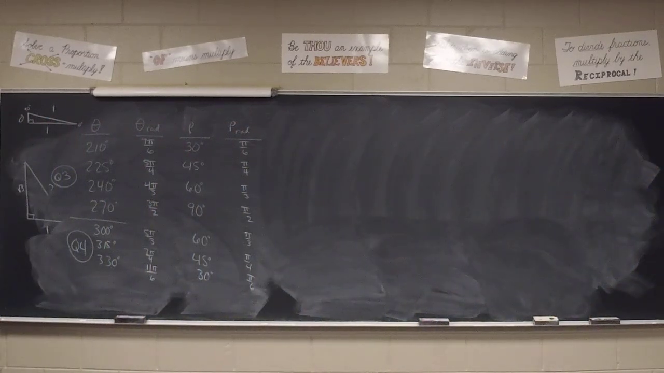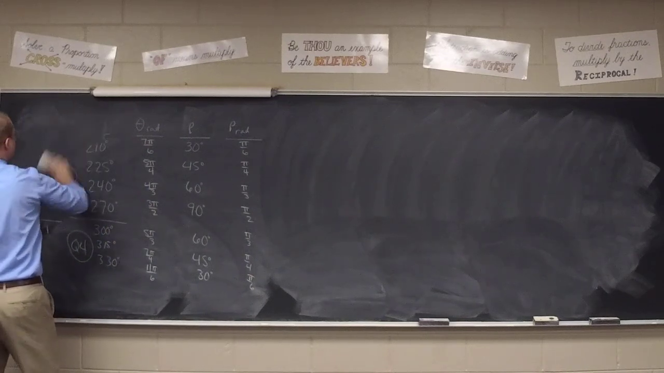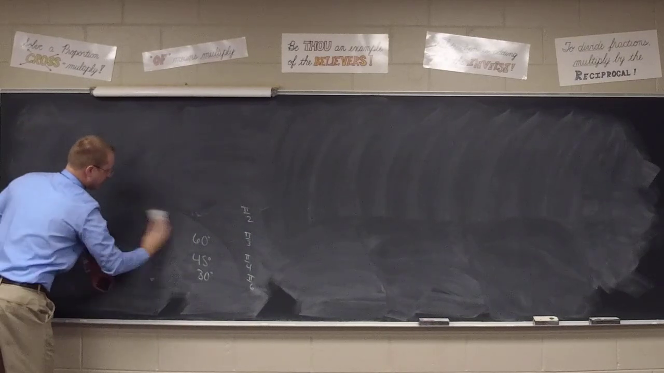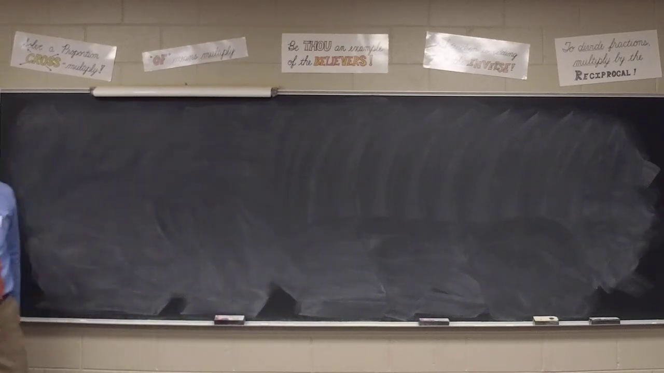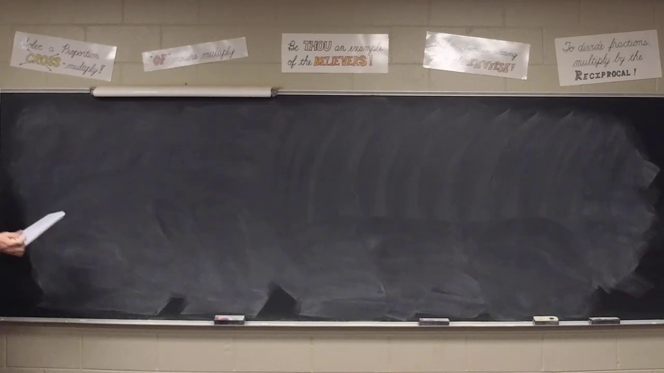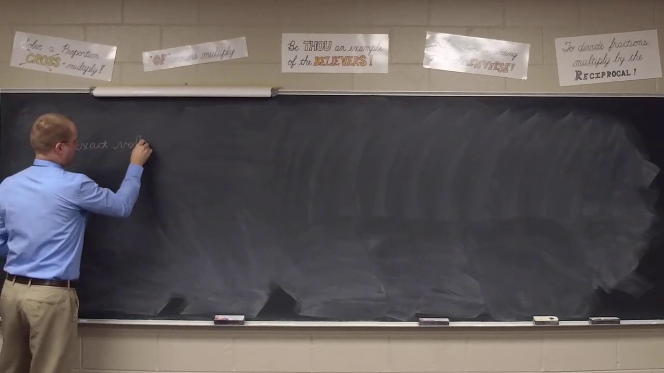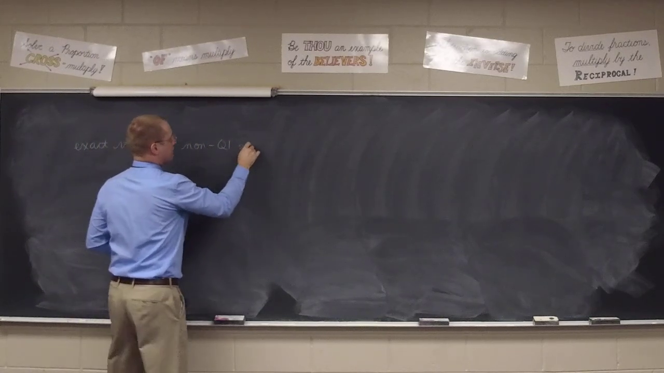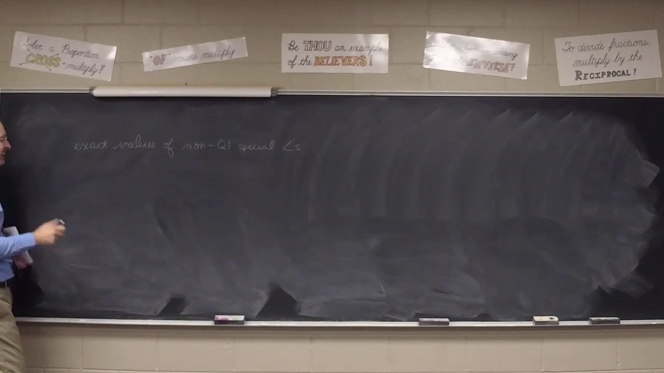So let's practice now actually finding, instead of just filling in a chart, though we'll finish that later, what if we just had to pick one at random and find the exact values? So next section, it's exact values of special angles outside quadrant 1. Exact values of non-Q1 special angles. 'Cause I think that saves a little bit of time. Sounds like a scary movie for mathematicians.